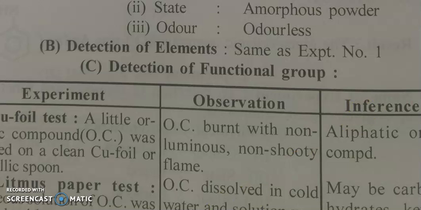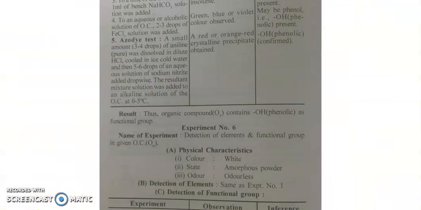Then you have to perform the next experiment. In the third experiment, a small amount of the organic compound was taken in a test tube and about 1 milliliter of sodium hydroxide solution was added. The organic compound dissolved in cold water and the solution was neutral to litmus paper. What is the inference? Maybe carbohydrate is present. A small amount of the organic compound was treated with concentrated sulfuric acid. Then you will observe the whole solution turned black and a smell of burnt sugar was felt. Red precipitate obtained. So maybe carbohydrate.